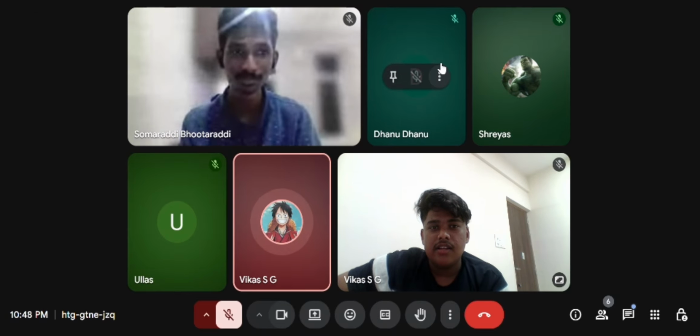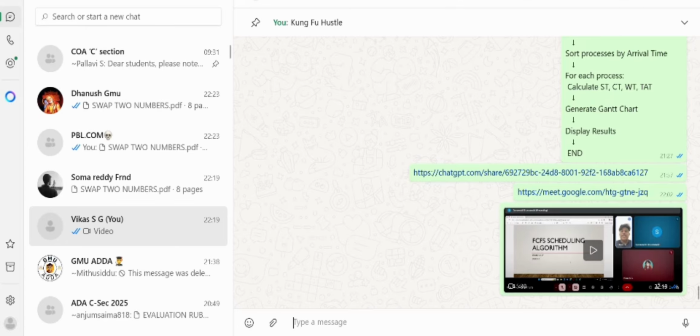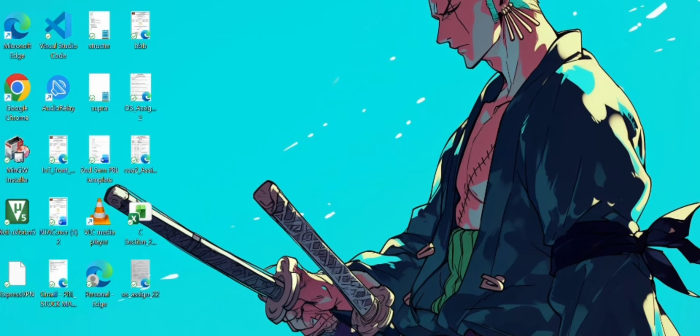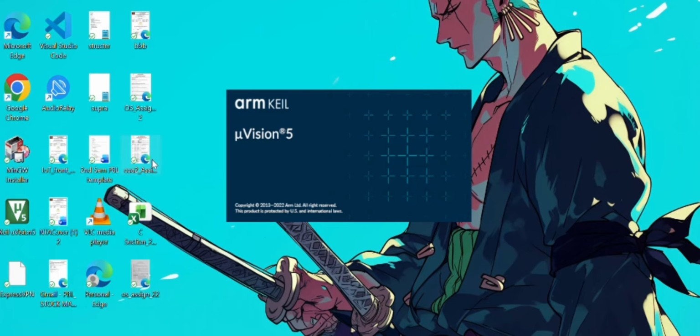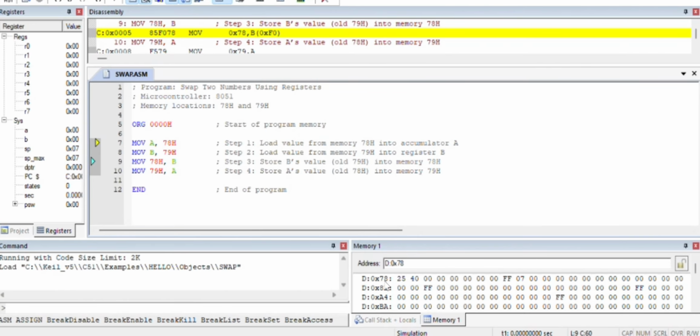I am showing the assembly code. Here I put two values in addresses 28 and 29, 25 and 40. These two addresses are swapping each other.